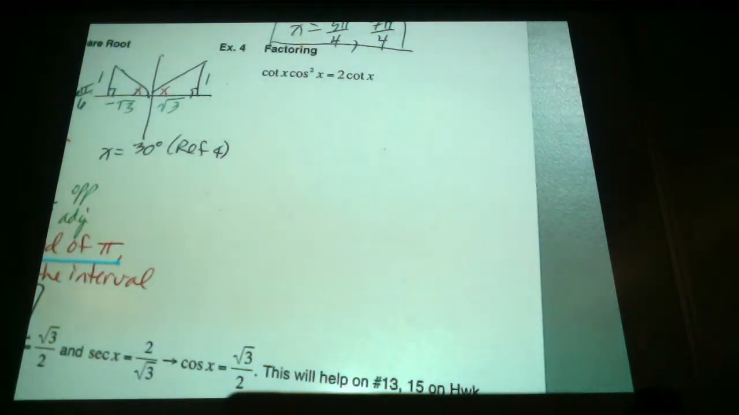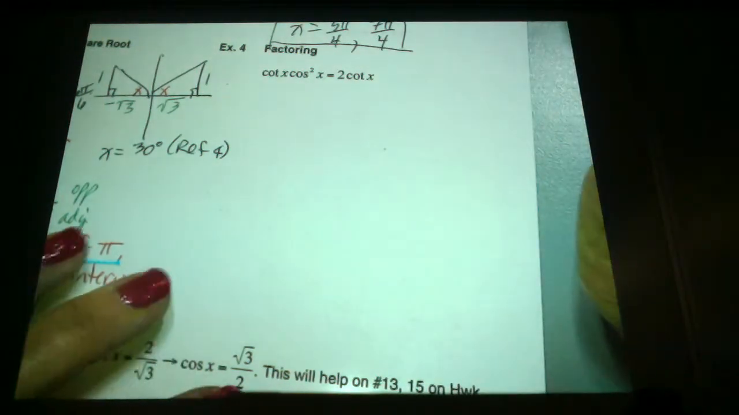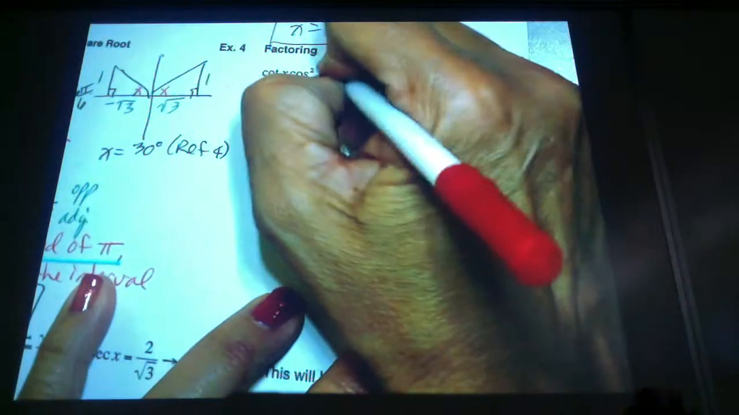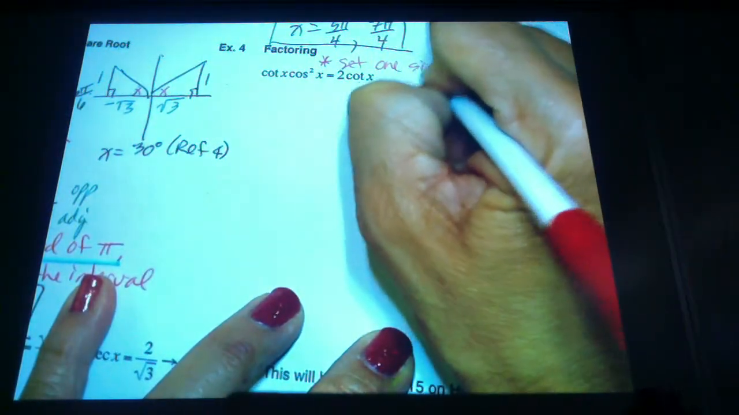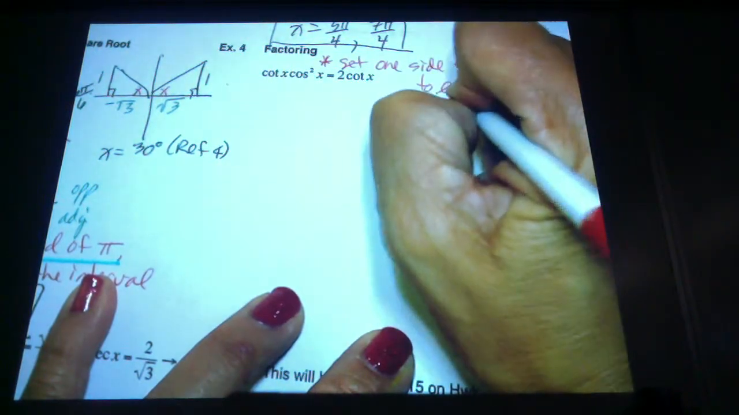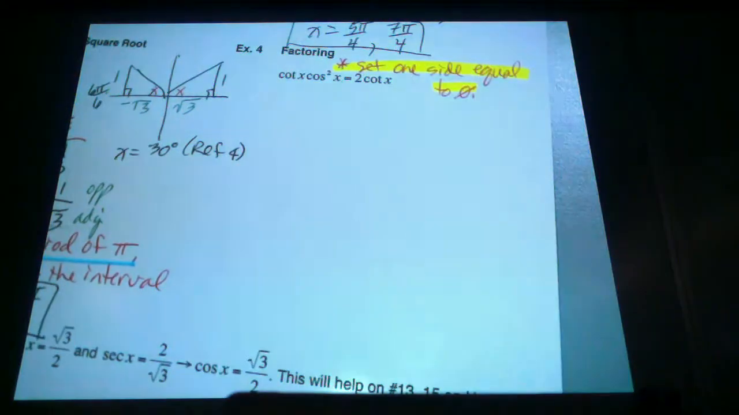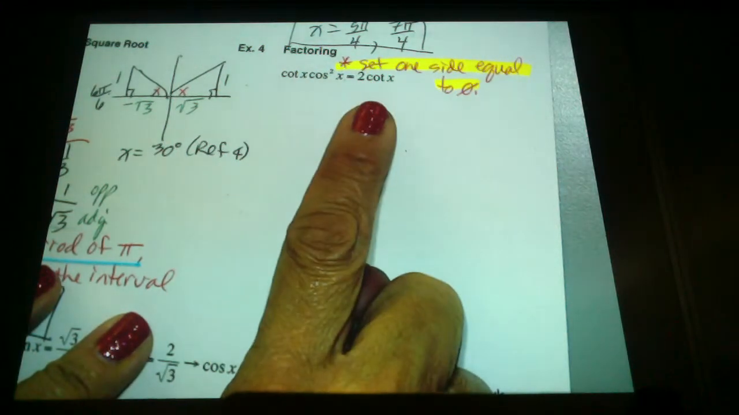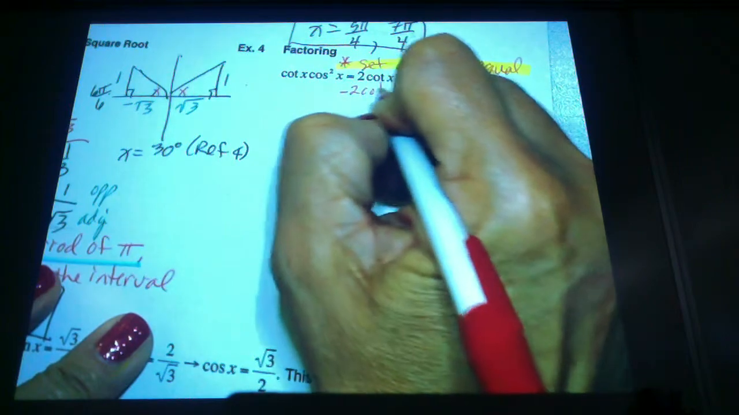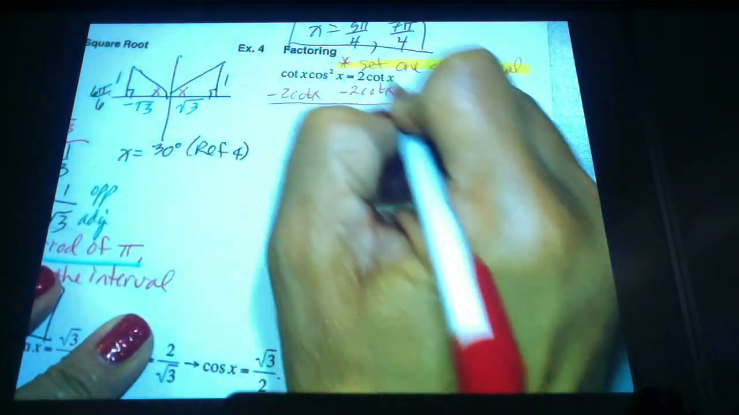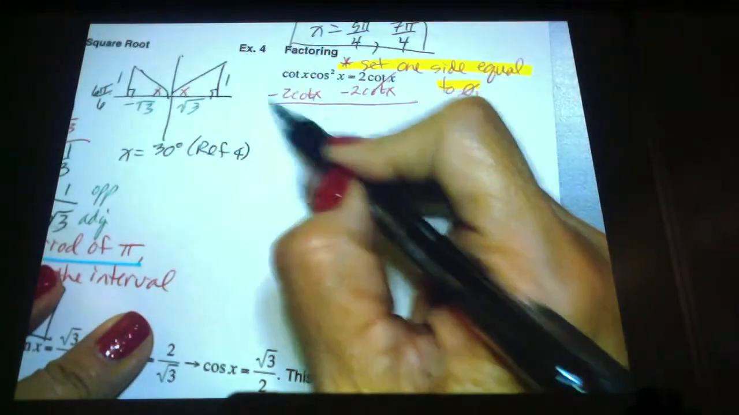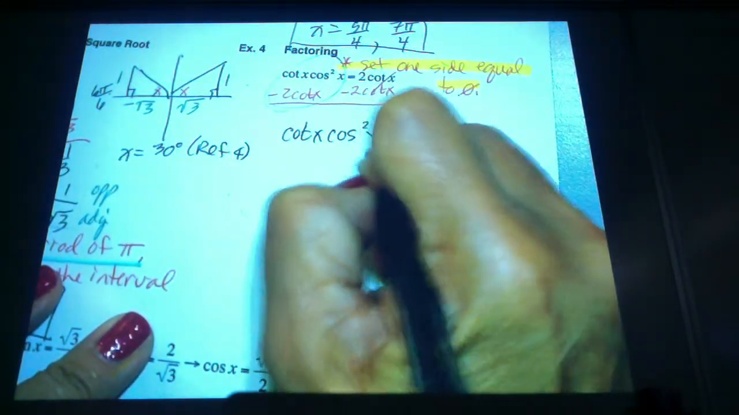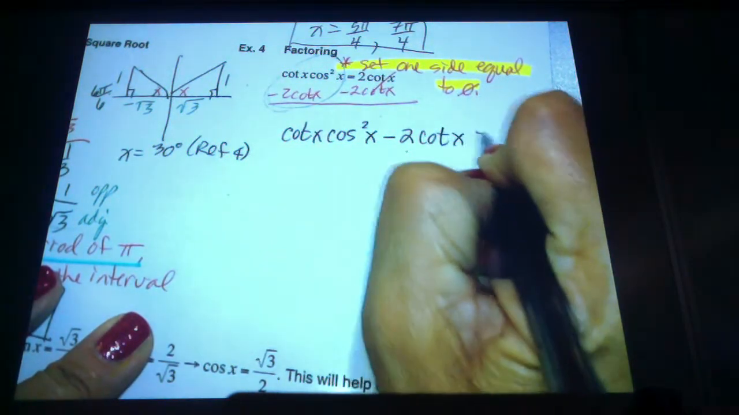Usually when we factor, what do you have to do? What's handy to do when factoring? Yes, I have to have one side set equal to 0, correct? So you might want to write yourself a note, set one side equal to 0. So that would be the important part here. This is a side with a squared on it. So probably I'm going to move the 2 cotangent to the left. So I'm going to subtract 2 cotangent of x to both sides. Do I have a like term to 2 cotangent of x? Nope. So I'm going to take cotangent of x times cosine squared of x, and I'm going to subtract from that 2 cotangent of x, and it equals 0.